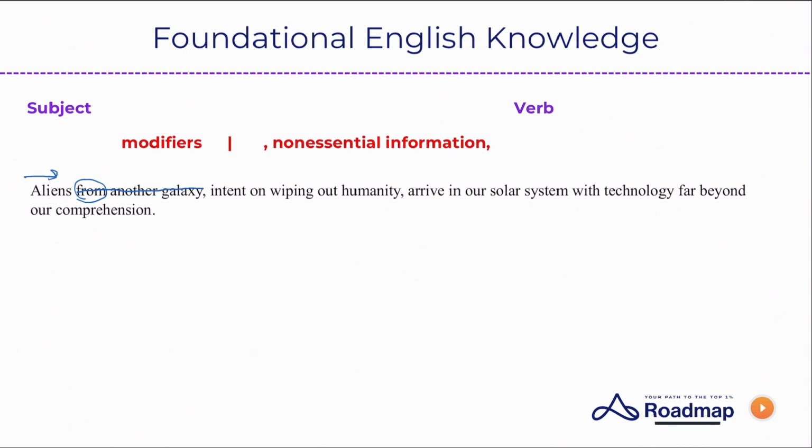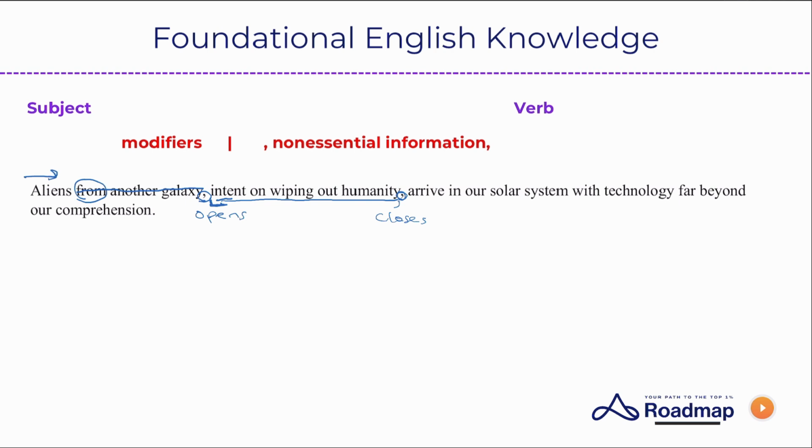So your job now is just to read it to figure out where it ends, right? So, intent on wiping out humanity, boom. So we have another comma here. Now the purpose of this comma is to close the non-essential information, or it finishes it, right? And so we can mentally cross out information that's non-essential because we know that our subject won't appear in it.